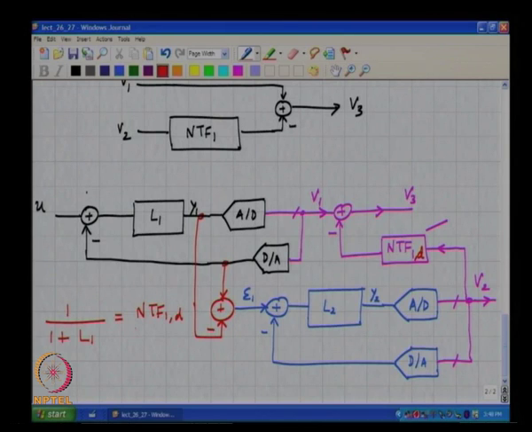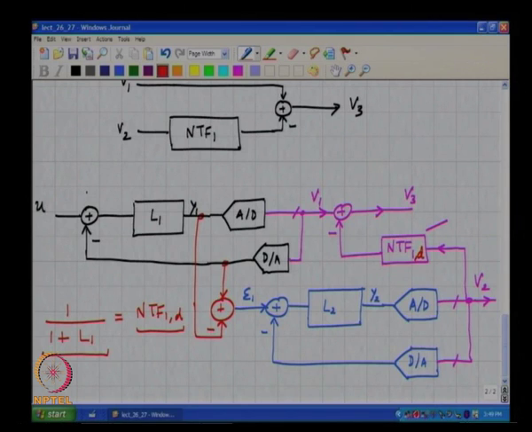So, we take the output of the second loop, pass it through a digital filter whose transfer function is supposed to mimic the noise transfer function of the first loop and subtract, right. And we are hoping that this is the same as this. And why do you think there is a potential for error here? NTF1D is realized as a digital filter. So, can there be any problem in the coefficients at all? I mean, can temperature change, for example, change the coefficients in a digital filter? No, once you coded the filter, it is there, right. So, NTF1D is fixed and invariant.